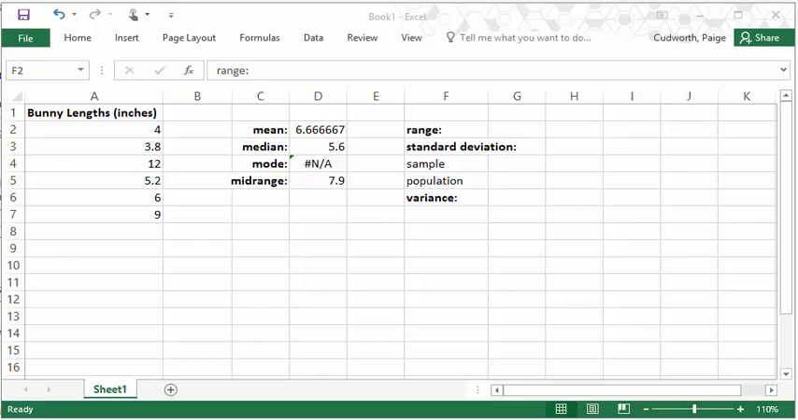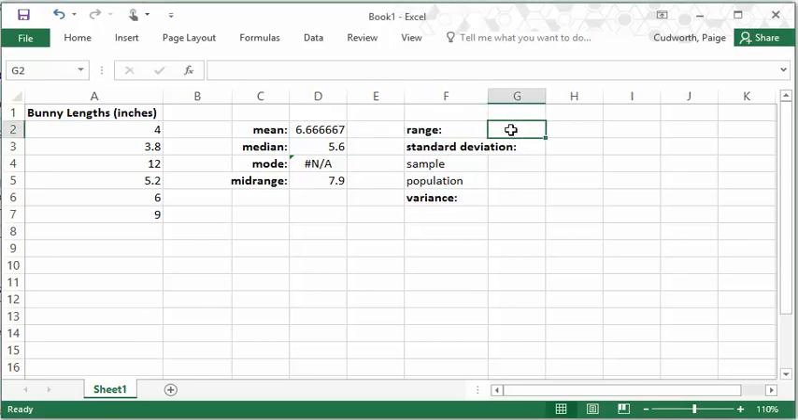In this video, I'm going through how to use Excel to find measures of variation. I am not going to explain the meaning or the background calculations of these measures of variation, so if you're looking for that, watch a different video. This is just for the Excel functions.